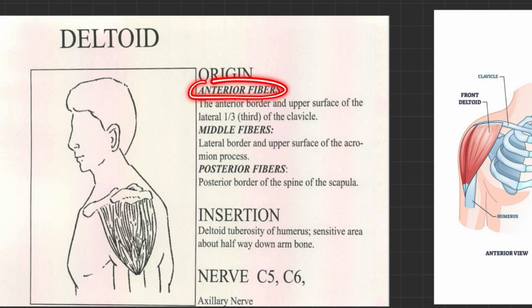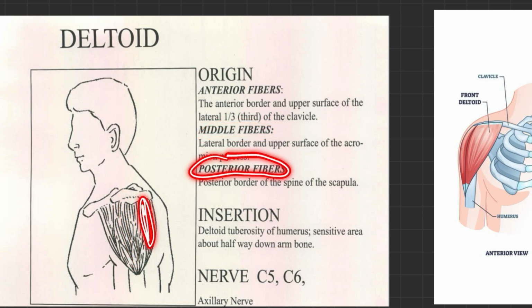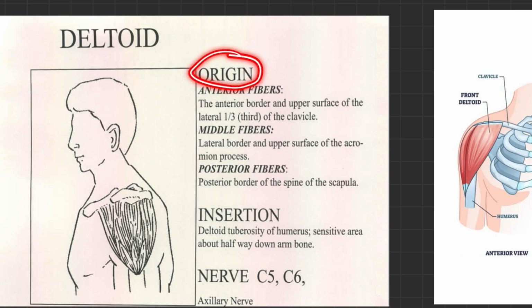First is your anterior fibers, which are present on the anterior side of the muscle. Then middle fibers, which is your middle deltoid. And then we have the posterior fibers, which we also call rear deltoid. So the origin of the muscle is the anterior border of the upper surface of the lateral 1/3 of the clavicle. Then the origin for the middle deltoid is the lateral border of the upper surface of the acromion process. And then the posterior fibers originate from the posterior border of the spine of scapula.